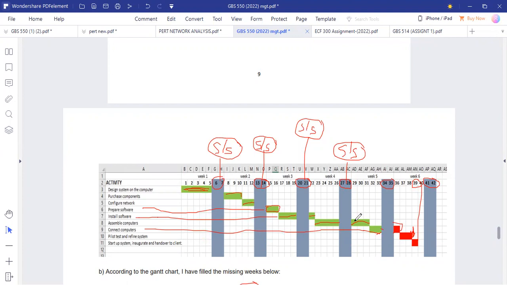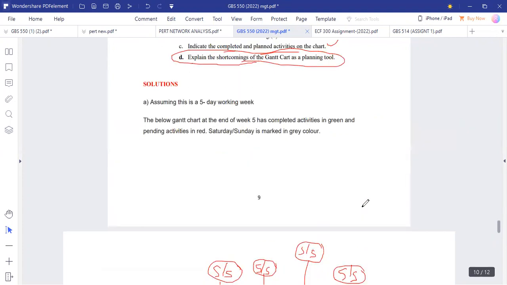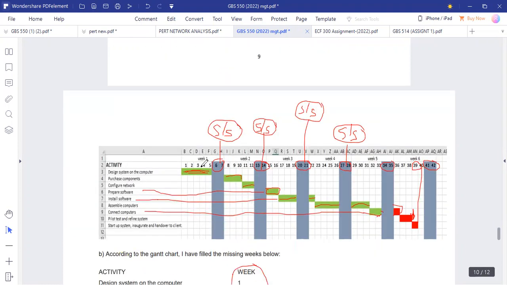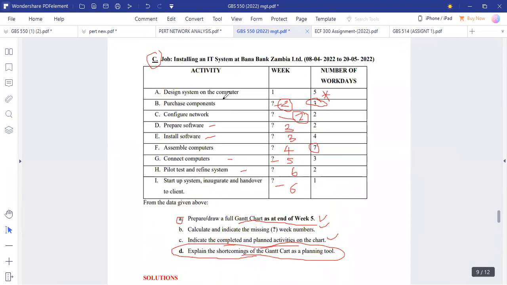Okay, so in short, if we are to go by weeks, on top there we're talking about days, then we're also talking about weeks. So in short, we can just say within 6 weeks, we're able to complete all these activities. Because the startup system, when you integrate and hand over to client, is done in week 6. So this is the end point, the ending week in which we are finishing all the project activities. So going by weeks, in week 6 we're able to finish working on the core activities that are listed here.